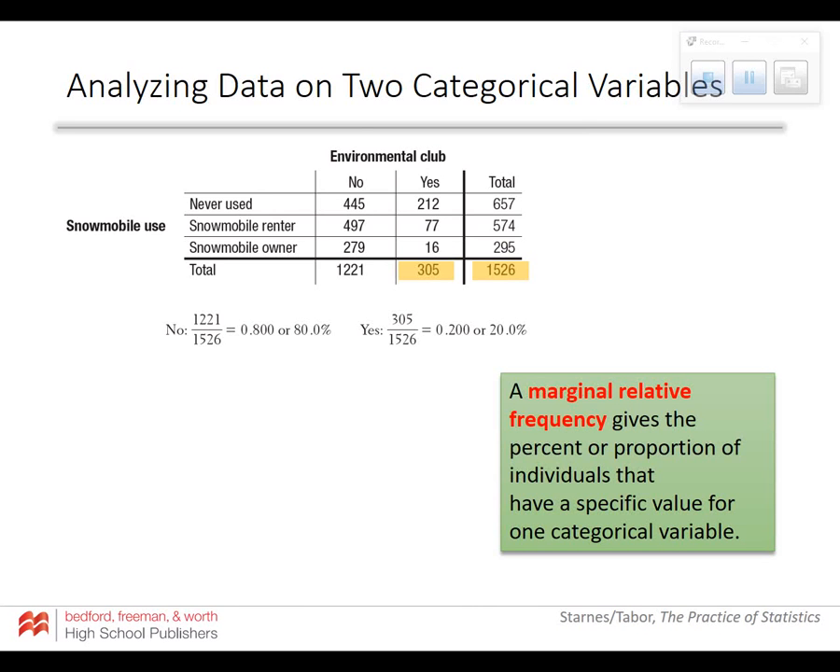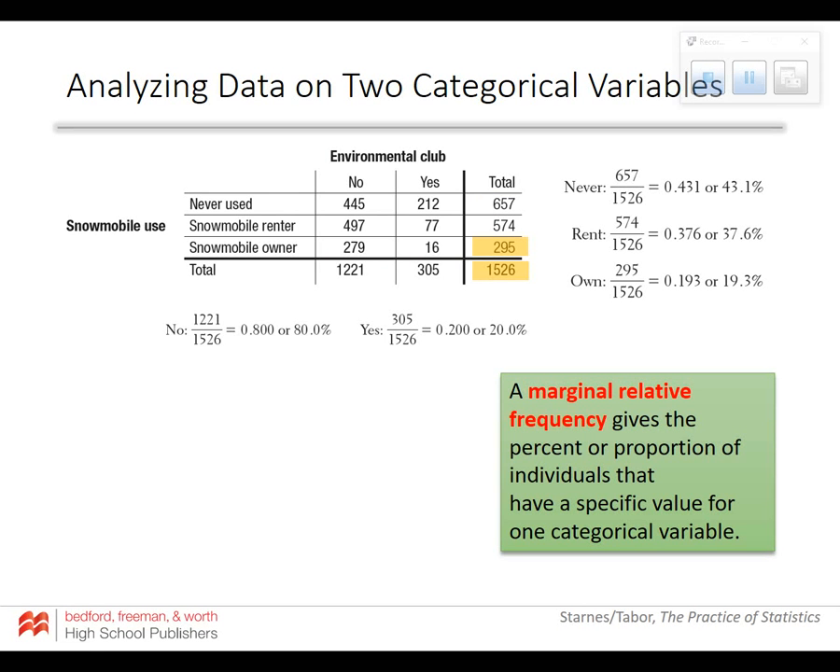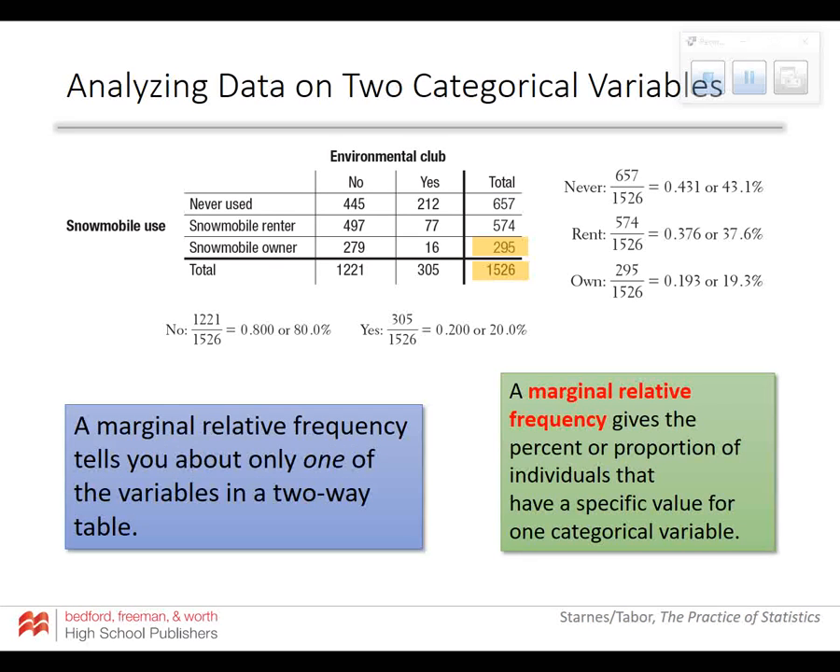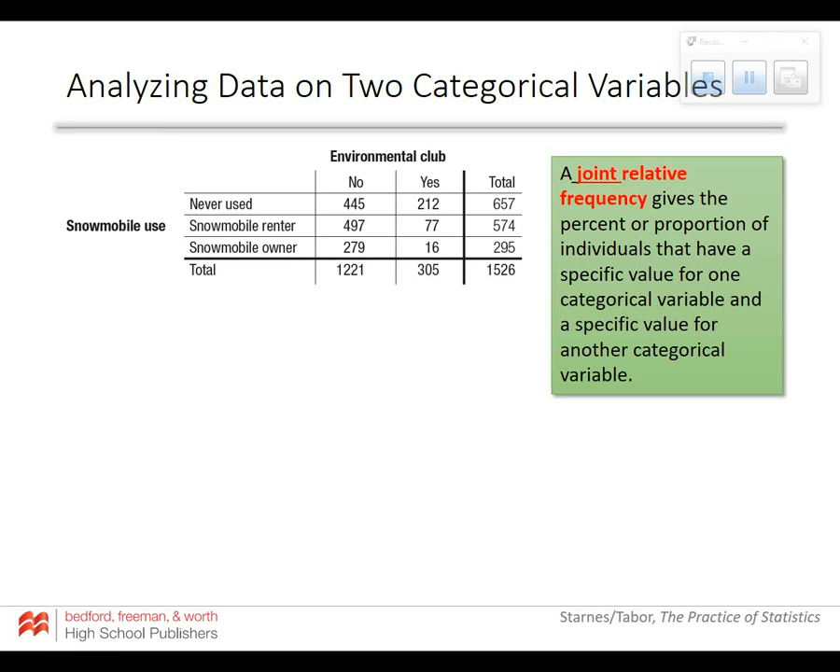Are we seeing what we're doing there? What's another marginal relative frequency I could find? How many people never use a snowmobile? That would be the 657 out of the total. And then so on with the rent and with the snowmobile owners. Does that make sense? So those are called marginal relative frequencies. They're just one category, and a marginal, in here it just says what I just said, it's just one category in a two-way table.